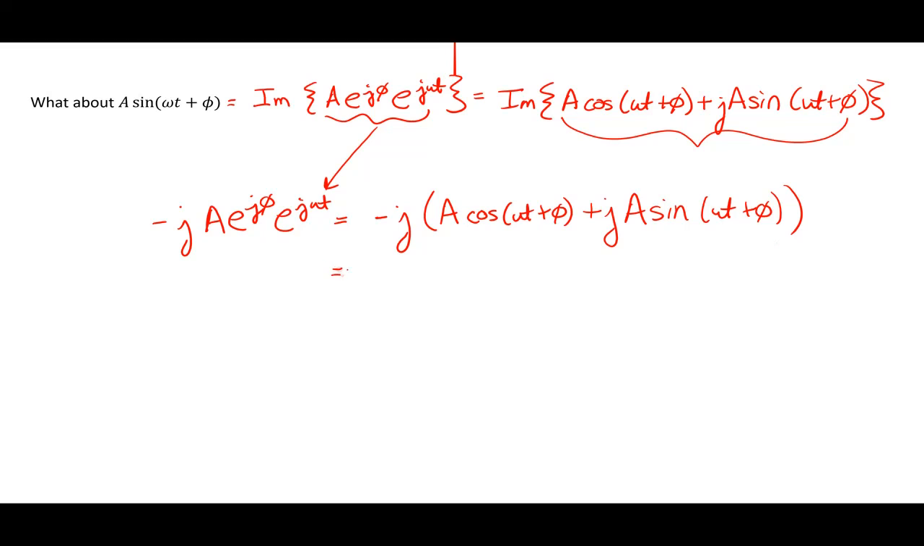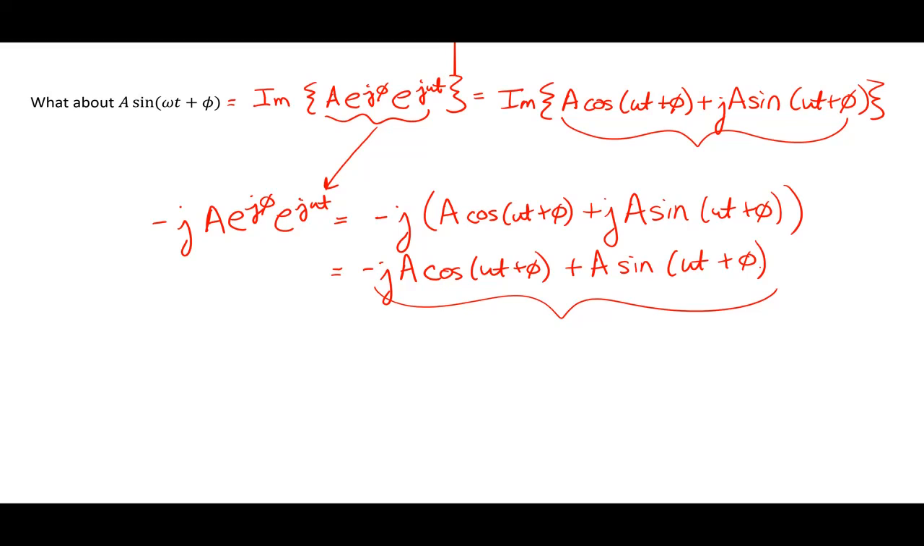If I go through and carry out that minus j operation, what am I going to get? I'm going to get minus j times a cosine omega t plus phi, plus, since minus j times j is 1, I get a sine omega t plus phi, like that. So if I look at what I have there, for this expression right here that I just created, the real part of that expression is exactly what I started with, a sine omega t plus phi.